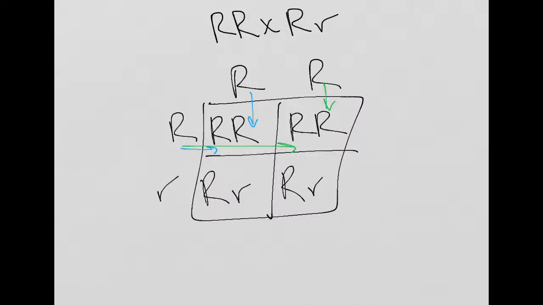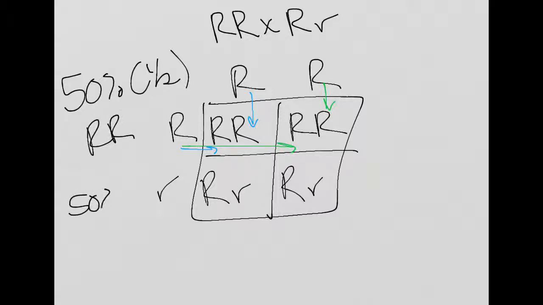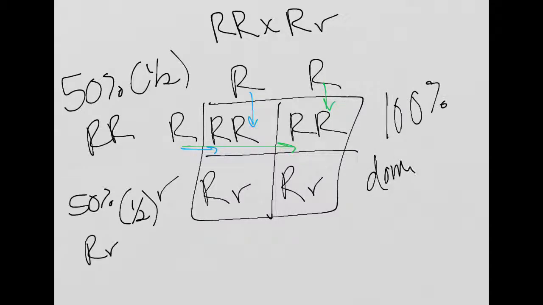And here, in terms of genotype, I have 50%, or 1/2, homozygous dominant, and 50%, or 1/2, heterozygous. And with phenotype, 100% will have the dominant phenotype here. And notice it is not possible for any offspring of this cross to have a recessive phenotype.